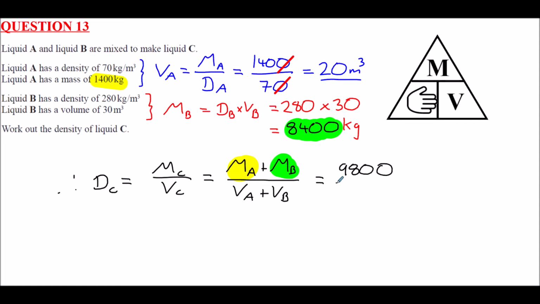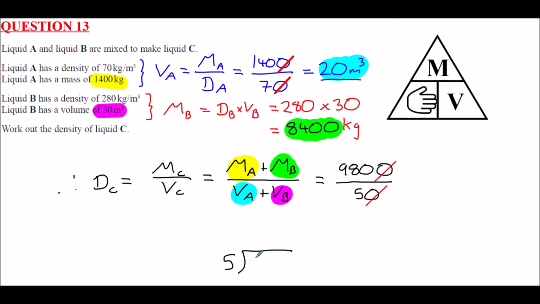And we can now divide that by the total volume, which is the volume of A added to the volume of B. The volume of A we worked out here was 20. And the volume of B, we were told had a volume of 30 metres cubed. So we're going to add together 20 plus 30, which is 50. So we're now dividing 9,800 by 50. Both are whole numbers ending in zeros, so we can cancel off the end zeros and then do 980 divided by 5.